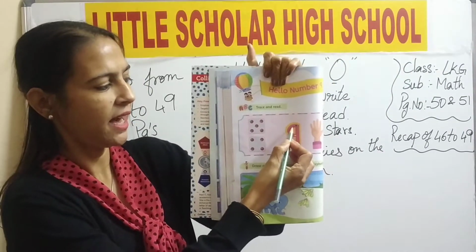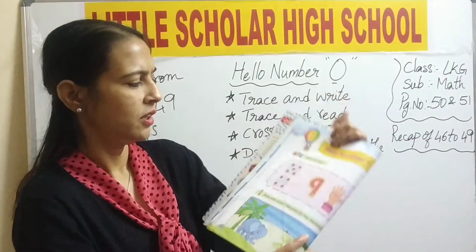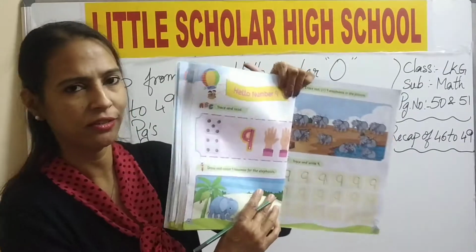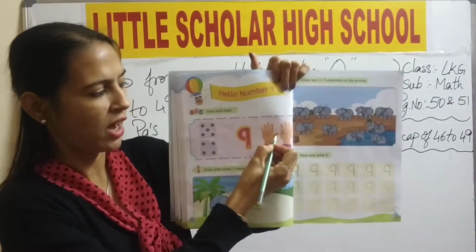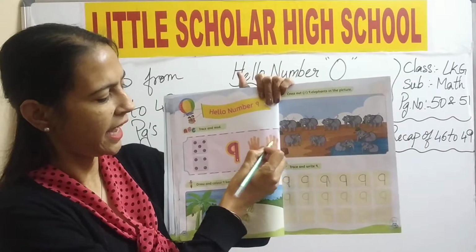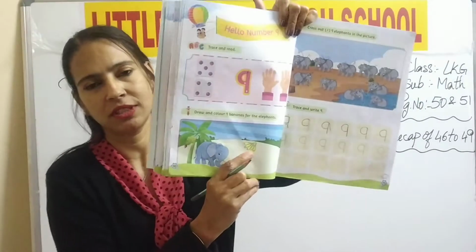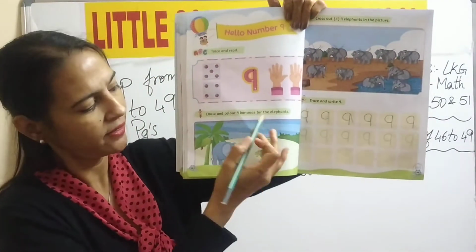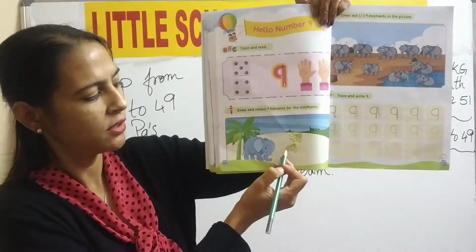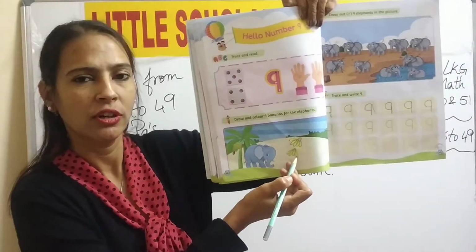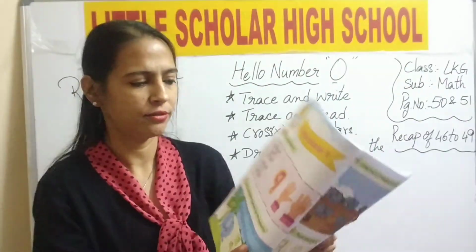And how do we trace number 9? Standing line and then a right curve. Standing line, right curve. That is 9. And how many fingers are put up over here? Let us count that. 1, 2, 3, 4, 5, 6, 7, 8 and 9. So, 9 fingers. And how many bananas did we draw for the elephant? 1, 2, 3, 4, 5, 6, 7, 8, 9. 9 bananas we have drawn for the elephant.